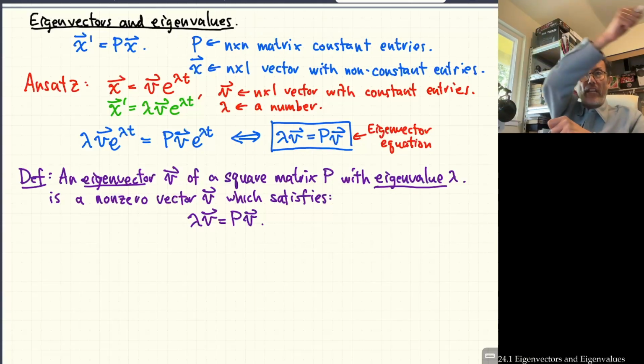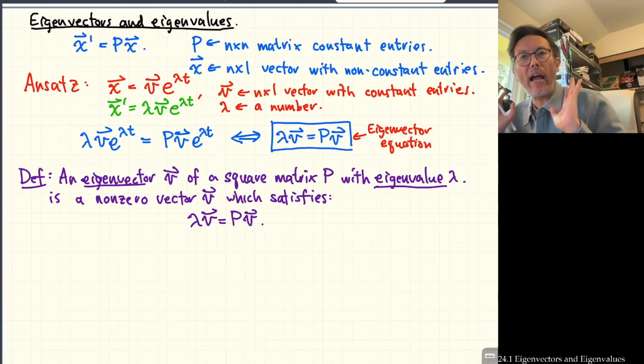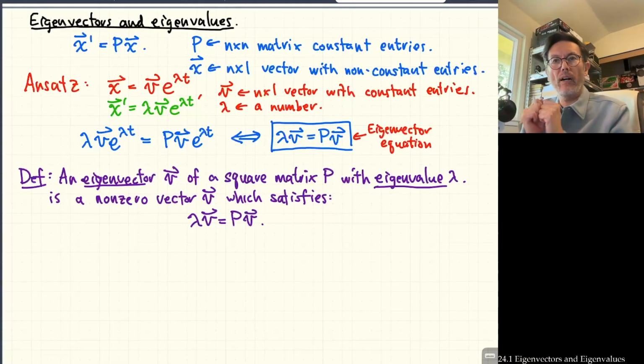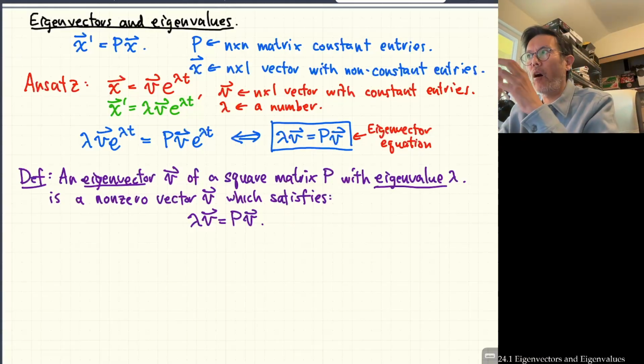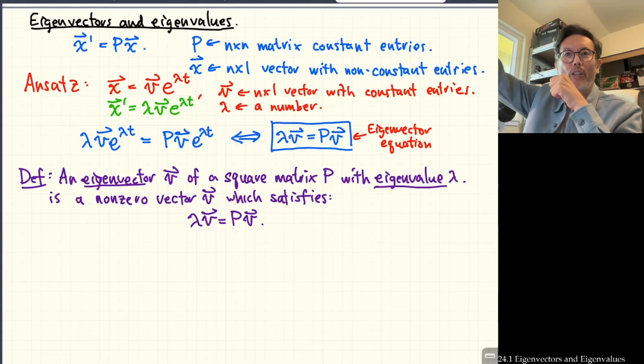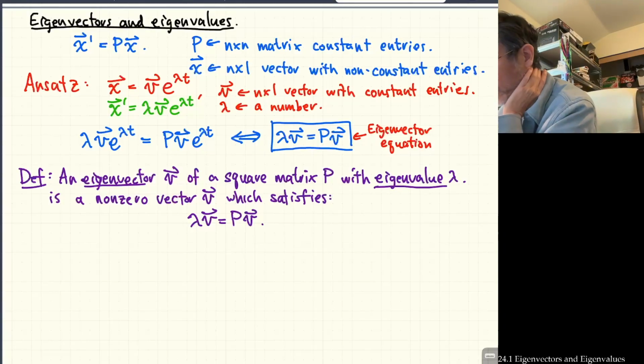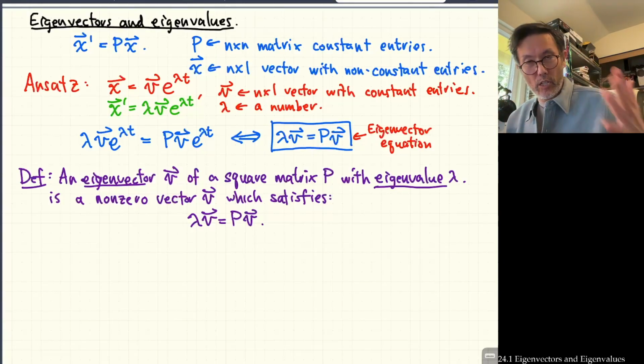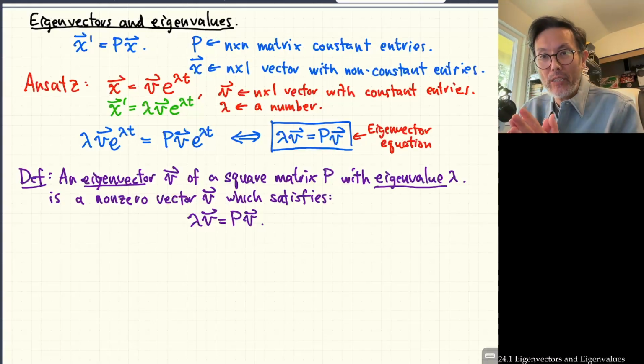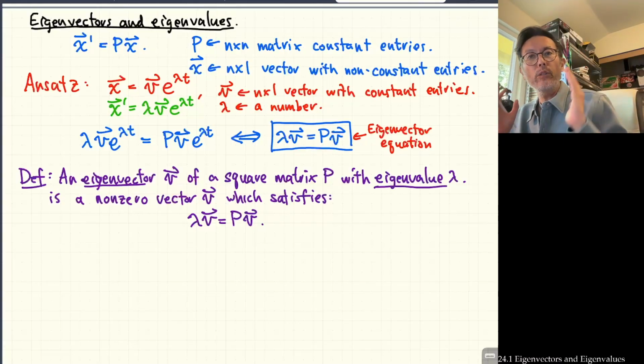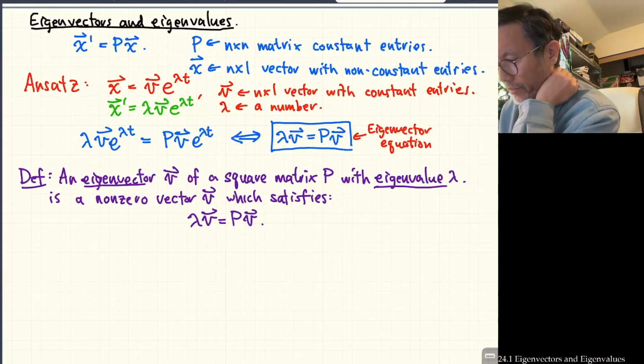Excellent. And again, the interpretation is that what P does to v is simply stretch the vector. It doesn't do any fancy rotation. It doesn't move it off the line that's determined by v. Hopefully that makes sense. So the question which is going to preoccupy us for the next 40 minutes is, how do we compute eigenvectors?